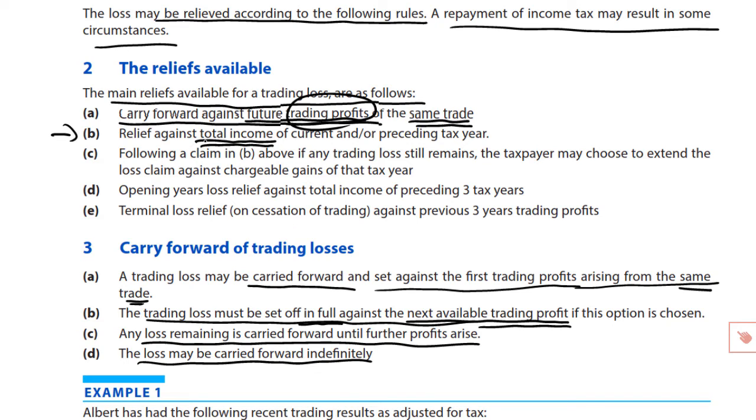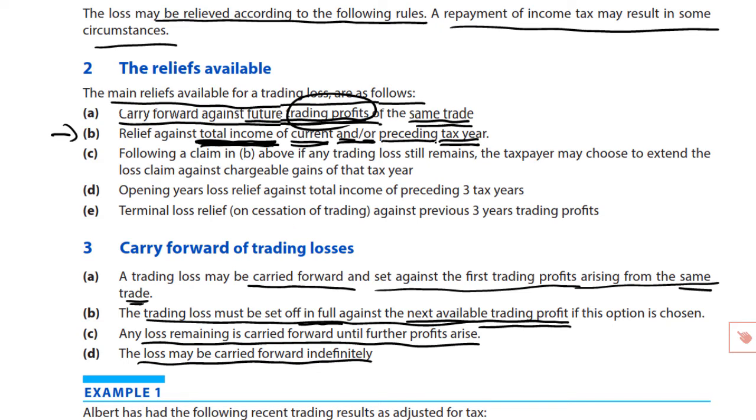But now, relief against total income. Again, remember, if you can't remember, go back and look at your pro forma income tax computation in chapter 2 and see what total income is. It's pretty obvious. It's the summation of all of your earned and then unearned income prior to any deductions from that total income figure. So relief against total income of the current tax year and or the preceding tax year. So here there is choice. We can go against the total income of the current tax year, or the preceding tax year, or current and preceding tax year.